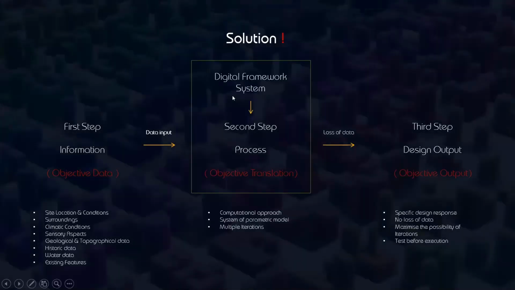Now, this can only be solved through a system of digital framework and a computational approach which uses a parametric model, and we have the possibility of multiple iterations to select from in our third stage, which gives a design-specific objective design output where there is no loss of data, and we can actually test before the execution of the design.